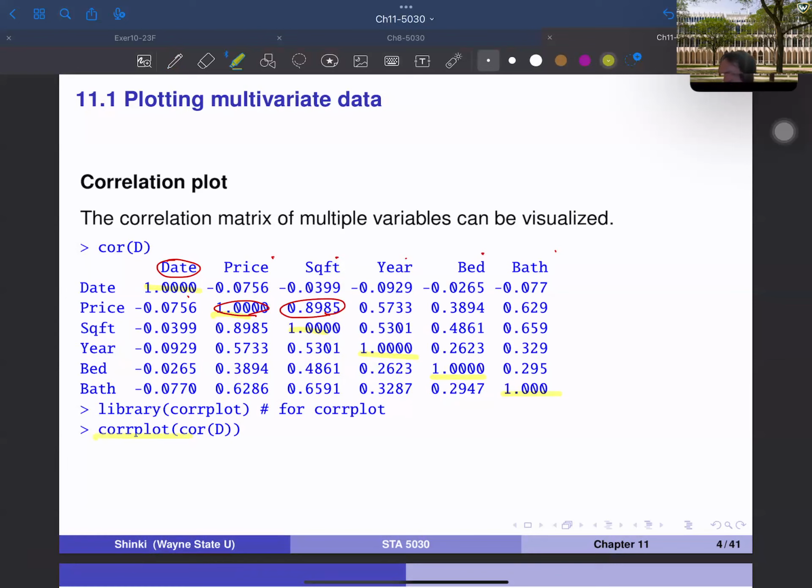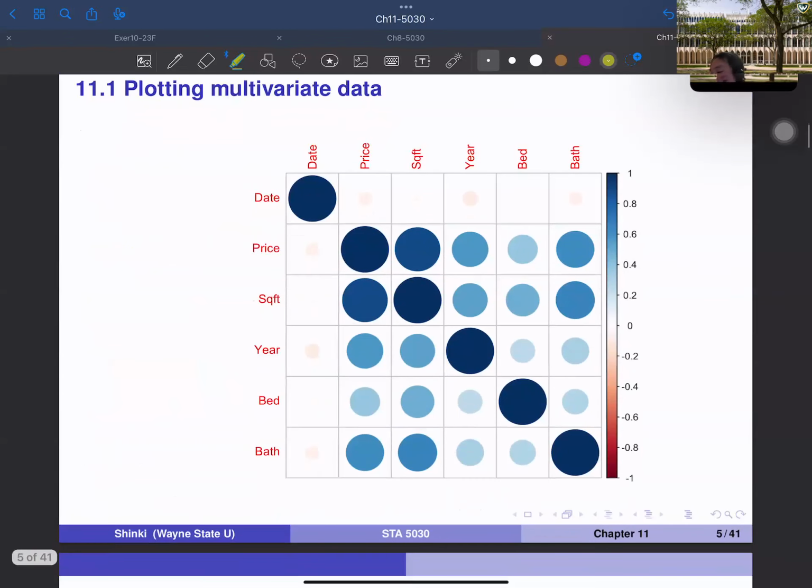And we can plot this in a graphical way by using the corrplot function. The correlation matrix can be obtained by just cor of d. But if you put this cor of d into this plot function, then we can make this matrix. It's kind of convenient because we can immediately see the level of the correlation. This bar explains the scale.